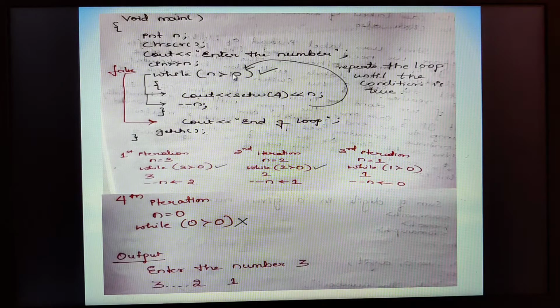Whether 3 is greater than 0? Yes, the condition is true. On satisfying this particular condition, the control will automatically get inside the loop. Understood? Then once it gets inside the loop, what is it? It's a printing statement. So before printing, how much width will be set?